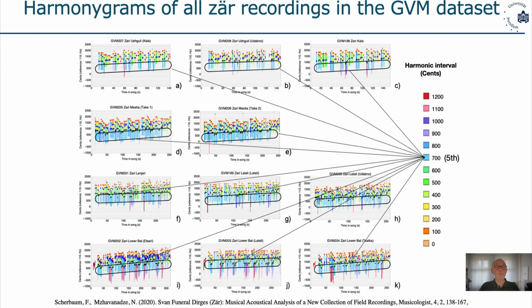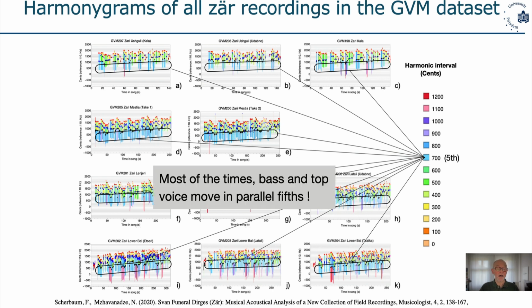Second, it can be seen that the intervals between the bass and the top voice, which is indicated by the vertical bars hanging below the bass voice melody, are dominated by the bluish color. You can see this everywhere, which represents 700 cents, a fifth. In other words, most of the time bass and top voice move in parallel fifths, which is immediately recognizable from the harmonygrams.